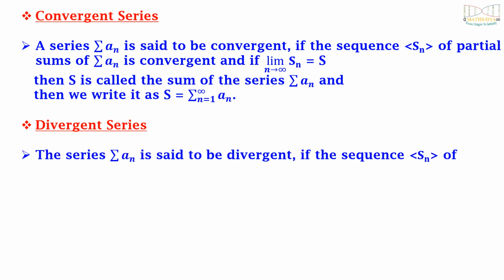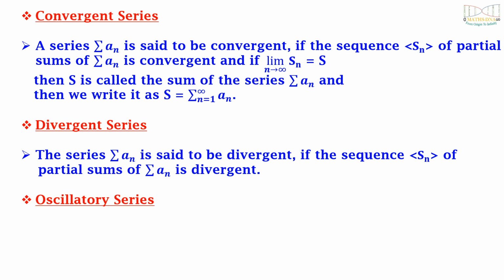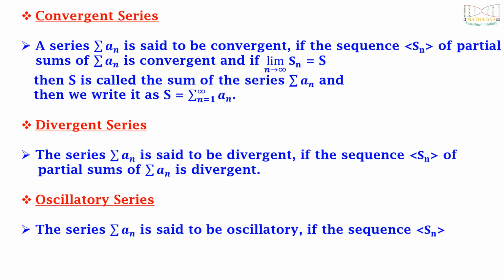Then the divergent series. The series summation a_n is said to be divergent if the sequence S_n of partial sums of a_n is divergent. And the oscillatory series. The series a_n is said to be oscillatory if the sequence S_n of partial sums of a_n oscillates. We will understand this more clearly with the help of some examples.